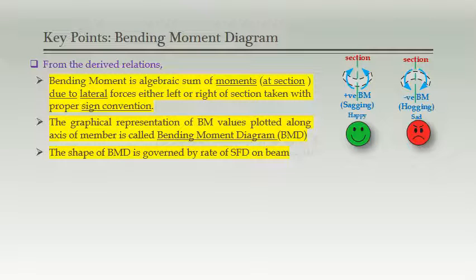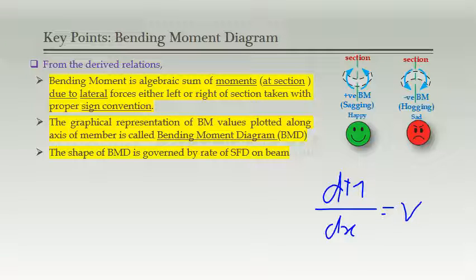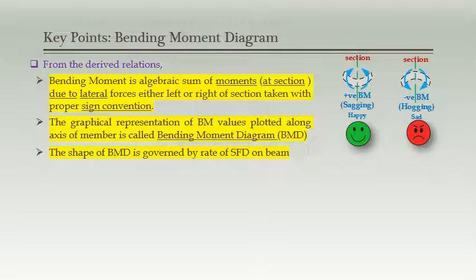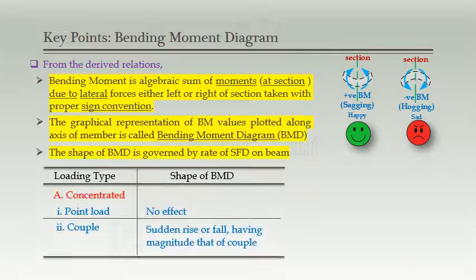Again, the shape of the BMD is governed by the rate of the SFD. Definitely, because we have seen one relation: dM by dx is nothing but the shear force. In other words, if I transfer the variable like this, the integration of V dx is equal to the change in moment. So integration of shear gives me the change in moment. Let's see how that affects various types of loading on a beam.